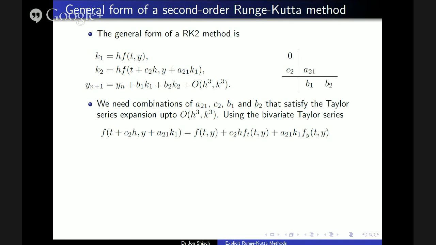So that's just a bivariate Taylor series where we're multiplying our h and our k by c1 and a21 respectively. What I can do here is replace k1 by h f of t, y. That's always the first stage. So if I have k1 here, I can replace it by h f of t, y, and that's what I've done there.